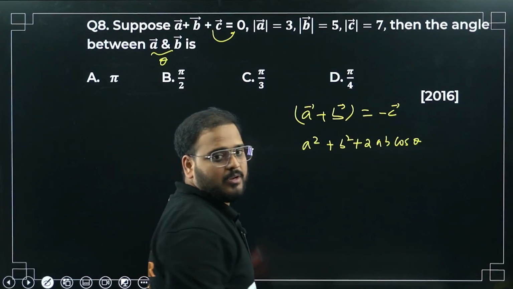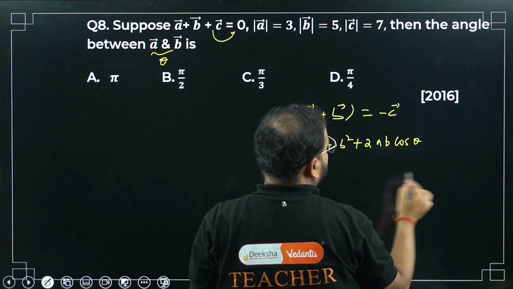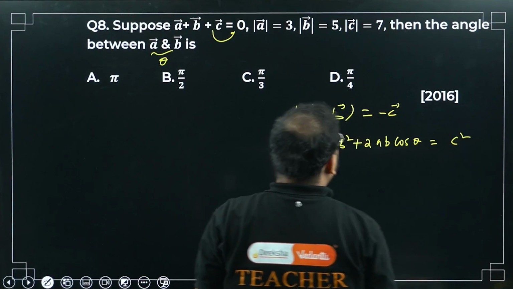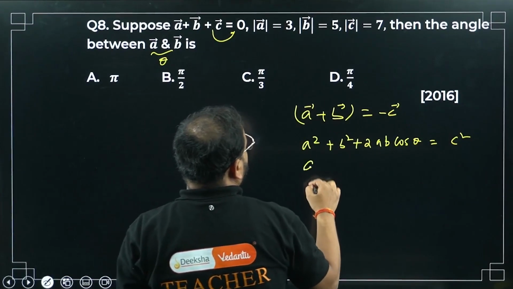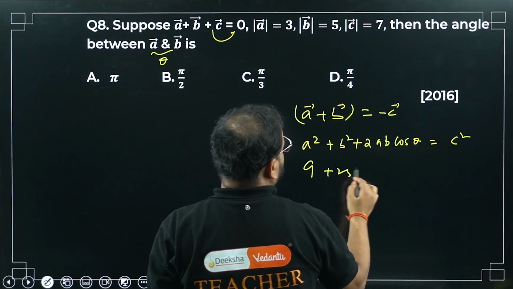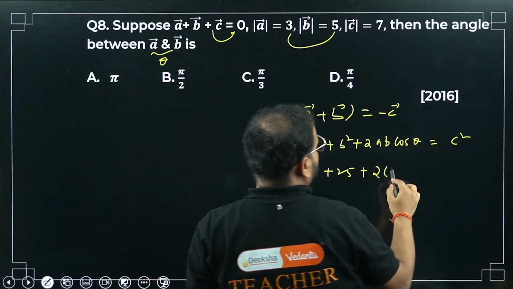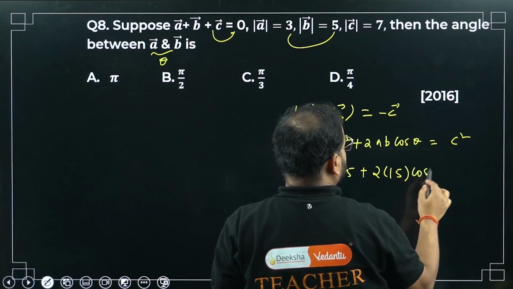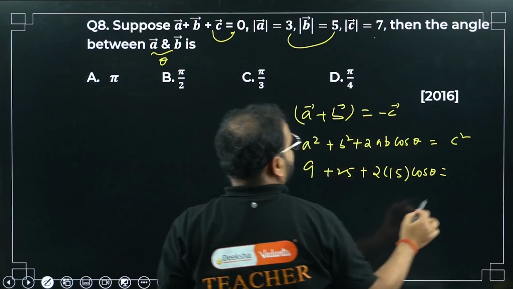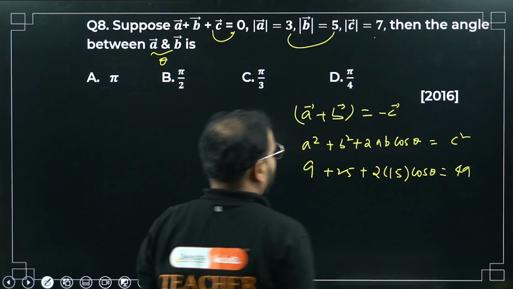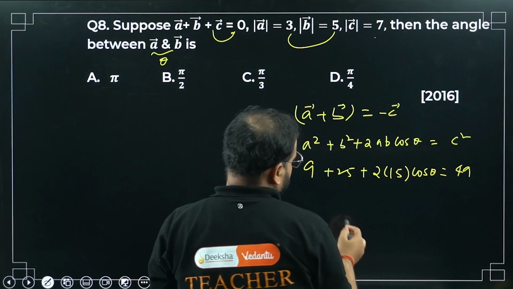Angle between A and B only. This is 2AB cos theta, equals to C square. Value of A square is 9, B square is 25, 2 times 3 into 5 is 30, so 30 cos theta equals to C square, which is 49. Please check what I get here.